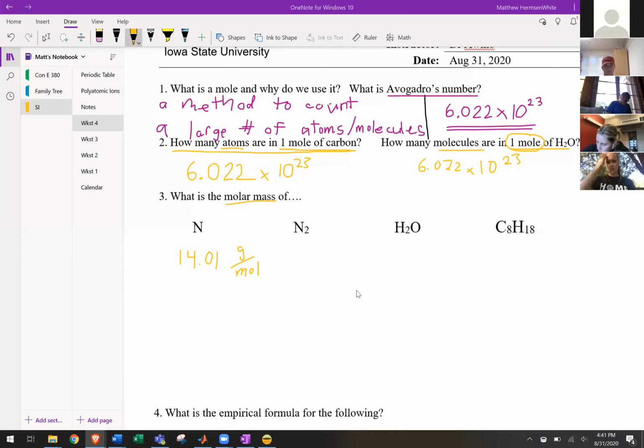So for H2O, like the compounds, would I multiply or add the molar mass of each individual element? Sorry, I was muted. That was a really good question. So what we want to do is multiply and then add. So like hydrogen, that has a molar mass of 1, but there's 2 of them. So we do 1 times 2 would give us 2. And then we add the molar mass of oxygen, which is 16. Does that make sense? Yeah. Okay, great.